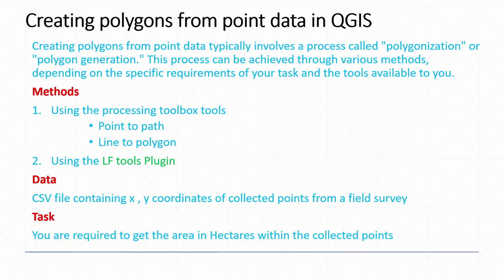Then the next method, we're going to be using a plugin called the LF tools plugin to be able to get our results. So the kind of data that we have for this exercise is a CSV file containing the XY coordinates of collected points from the survey. And the task is we're required to get an area in hectares within the collected points. So let's go into QGIS and look at today's exercise.